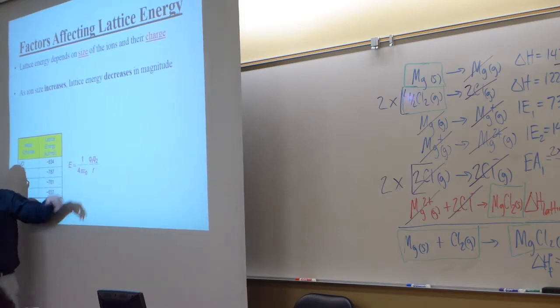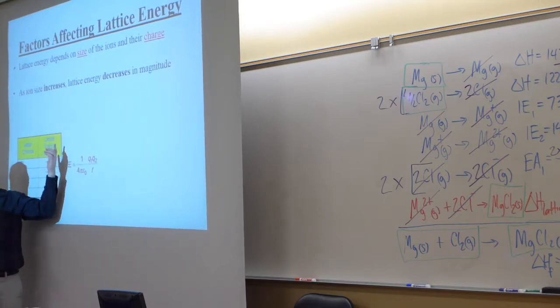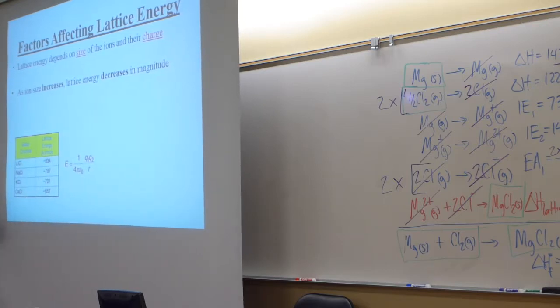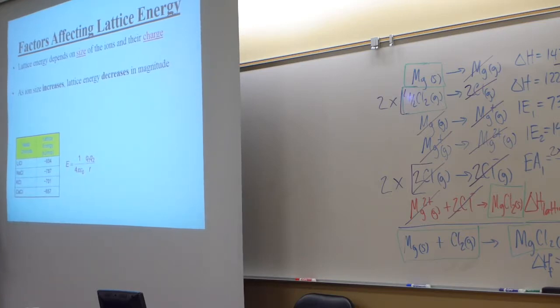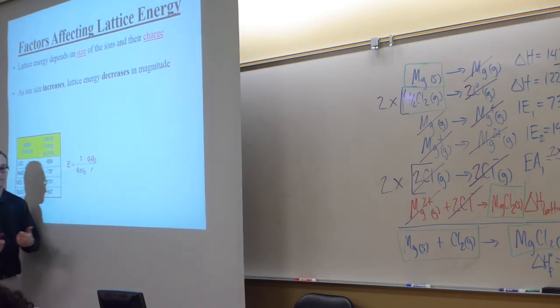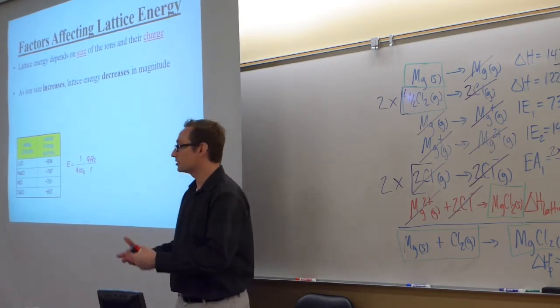But as the distance R between the nuclei is smaller, the atoms get smaller, this becomes a bigger number. But it's negative, so it becomes more negative, more exothermic. So that's what that's telling us. The smaller the ions, the greater the lattice energy. That's the trend. Smaller the ions, smaller the radius, more exothermic lattice energy.